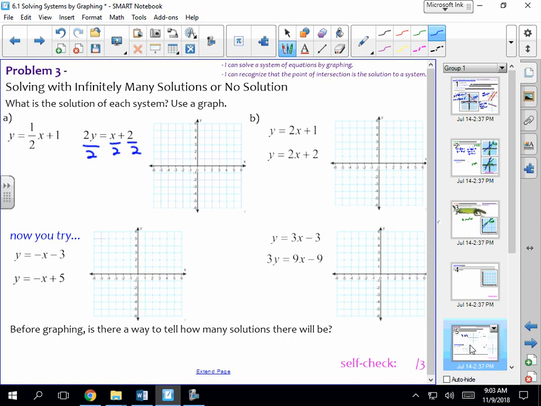If they have the same slope, it's true they'll never cross or they're the same line. To never cross, they would have to have different y-intercepts. So right on this one, we end up with 1/2 x plus 1. These two, if you compare them, they're exactly the same line. They'd have a dot at 1, go up 1 over 2. They are the same line. You can see that they're the same line when you do the algebra. So this one is the infinitely many solutions.